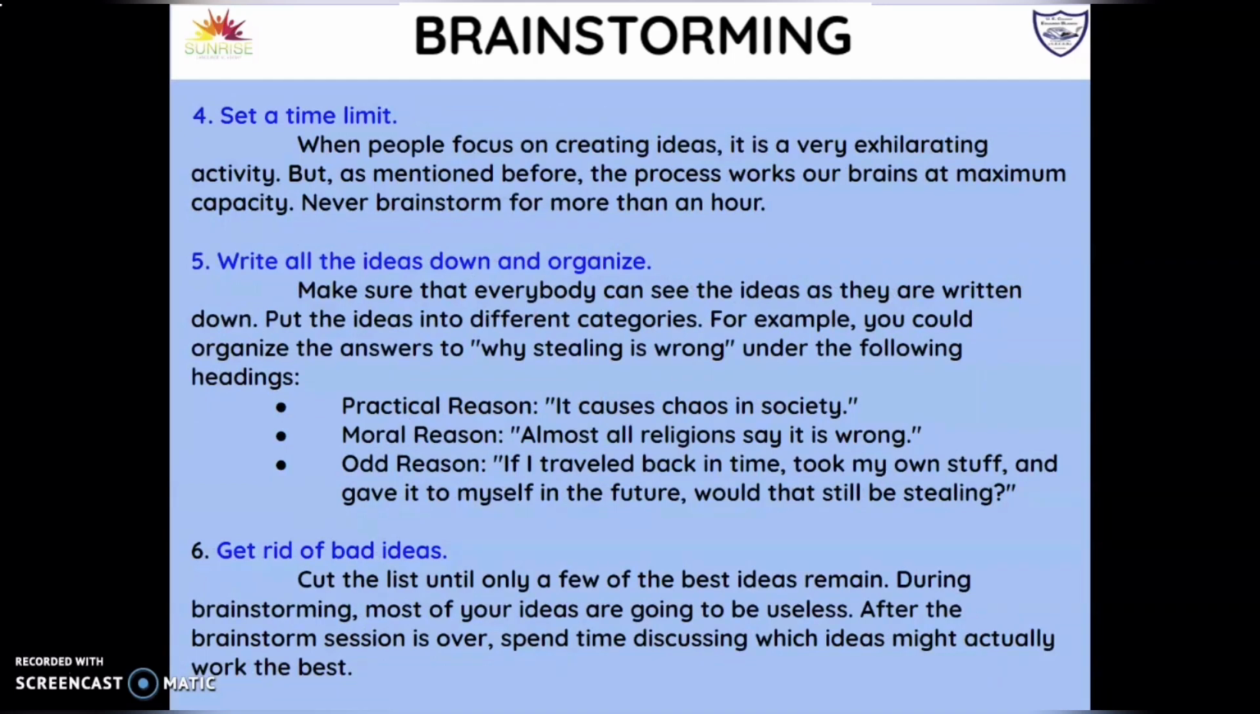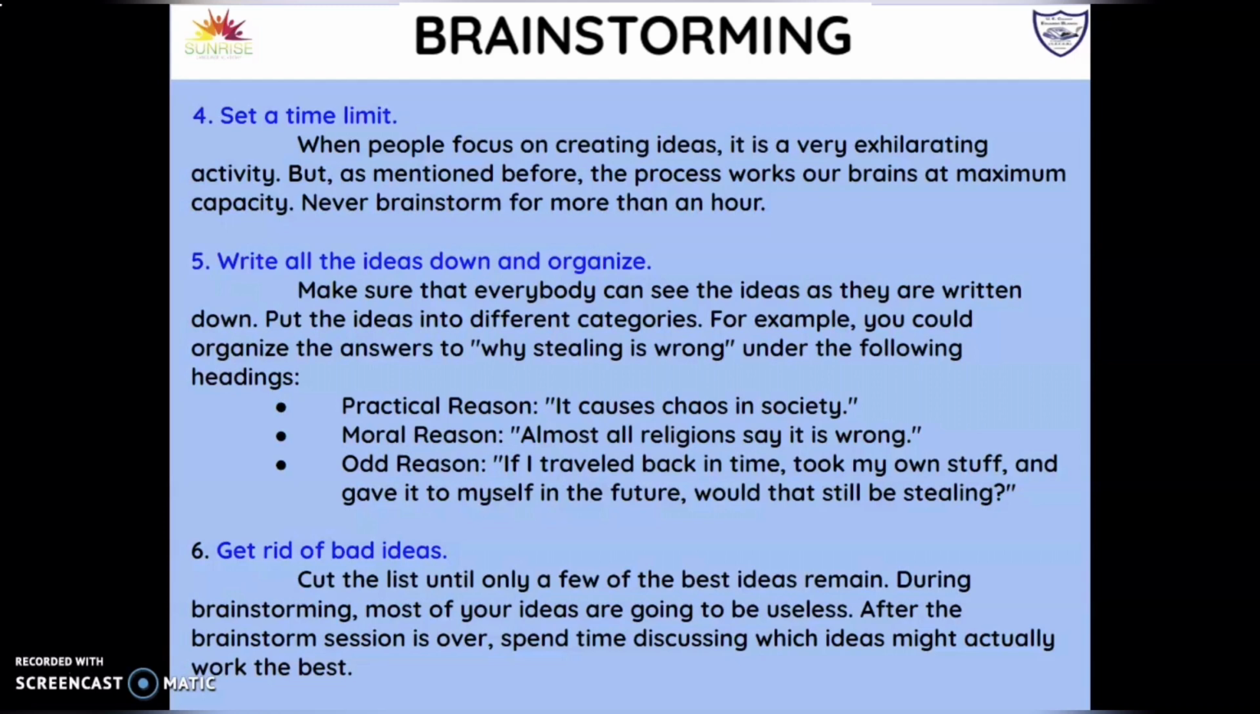Set a time. It's important that you set a time limit. I mean, I'm going to brainstorm for 20 minutes. It's not that you're going to spend the whole day brainstorming, because at some point you're going to have to solve the problem you were brainstorming for. So you need to set a time where you're going to just put out everything that is in your head.